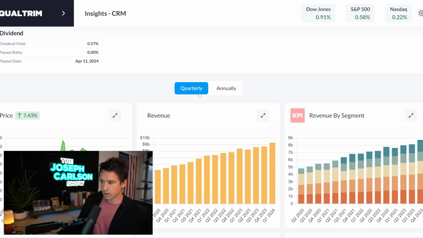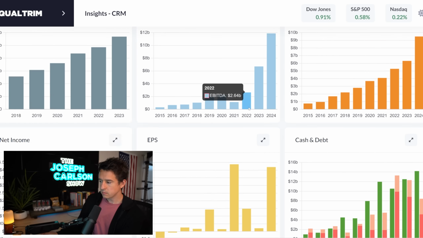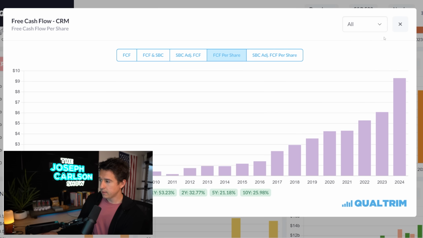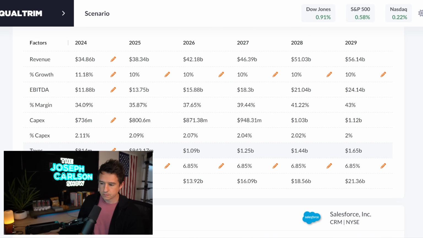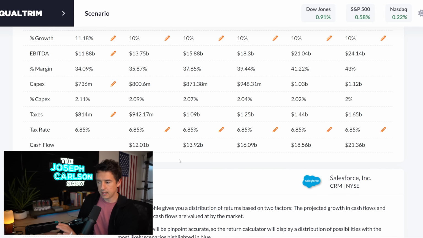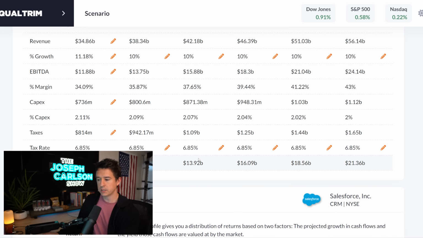Now, if we look at this, I can go to annual here. And this year, Salesforce did 9.5. So I'm thinking that goes up to 12 billion, like right there. I think they'll be able to do that based on these different metrics. Now, if I go back to this, it goes up a little bit every year as the revenue grows and the margins climb.